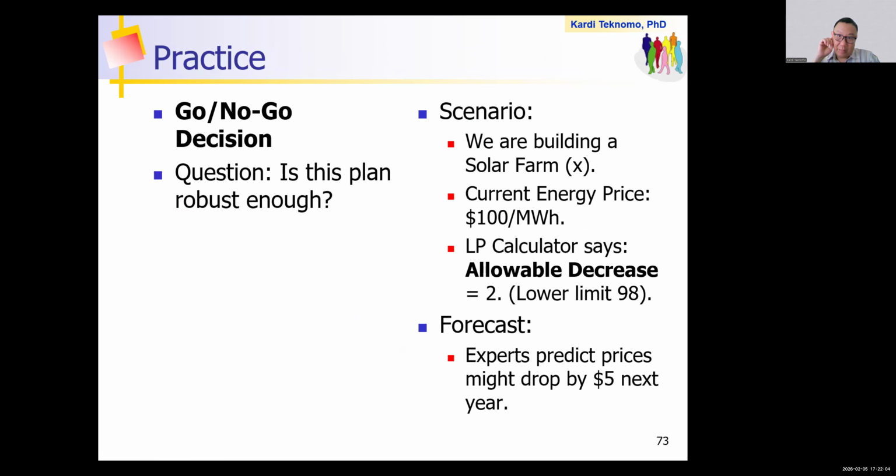Let's do a quick test for you. This is another scenario. Just decide, a go or no-go decision. My question is, is this plan robust or not? The plan is on the right side here. We are building a solar farm, so just one variable x. The linear programming calculator says that you are safe down to 98. See, the lower limit is 98. So say the experts say the price will drop to 95. The question is, is your plan robust enough or not?